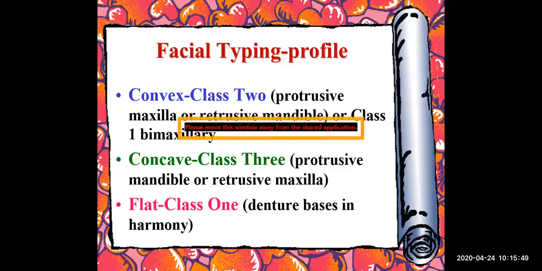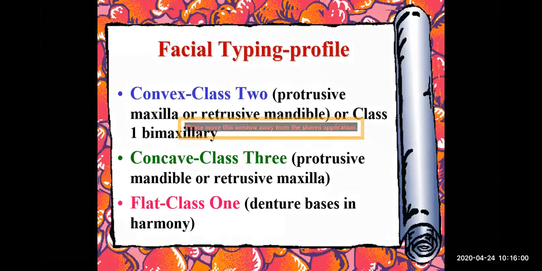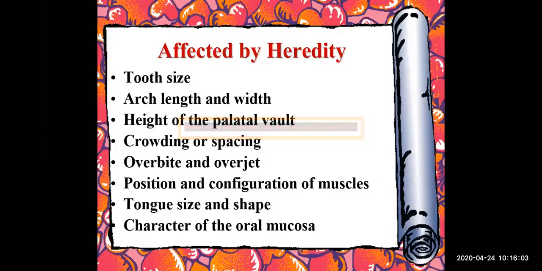This entire thing you will be recording, the facial typing, the class 1, class 2, and class 3 types. Okay, class 1 is nothing but your protrusive convex profiles. Then the class 2, and you have the class 3. So the other factors, coming to your intraoral and the facial factors, are affected by heredity. The tooth size, the arch length, the crowding, spacing, all these depend on the hereditary. Genetically, it will be inherited.